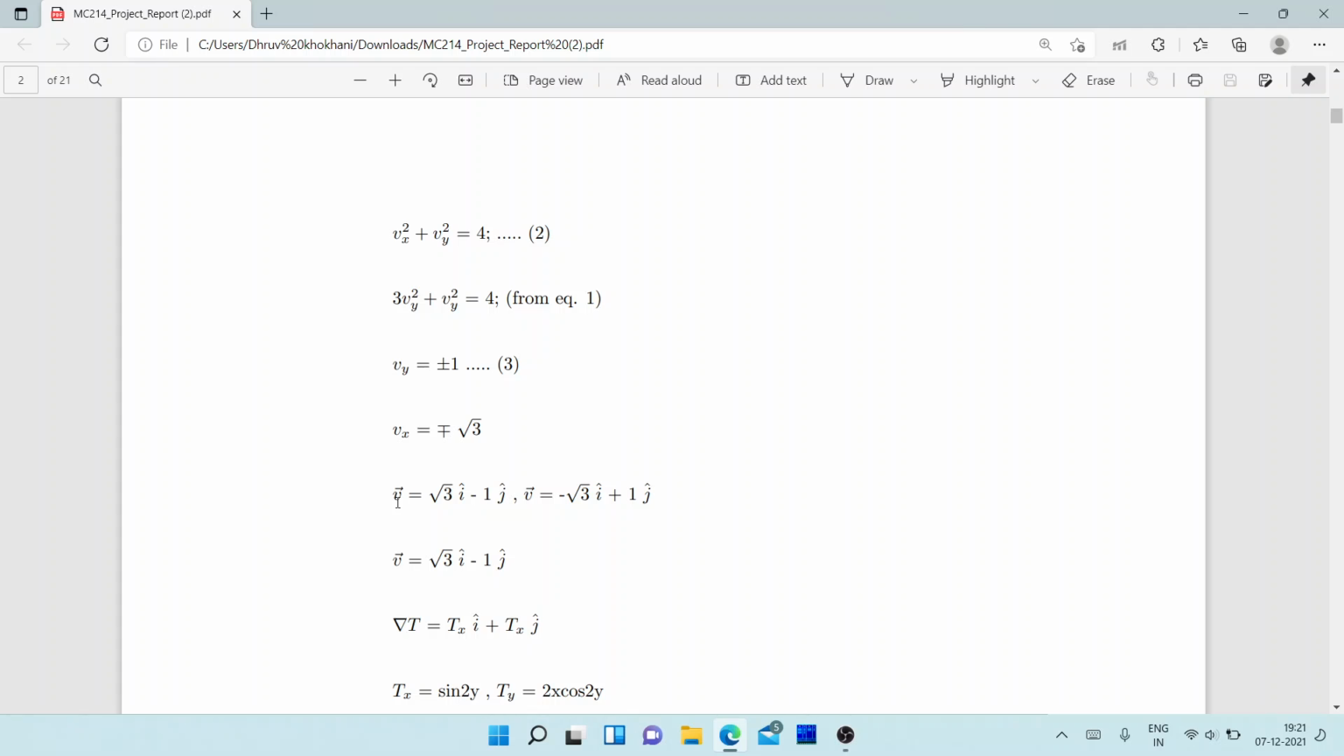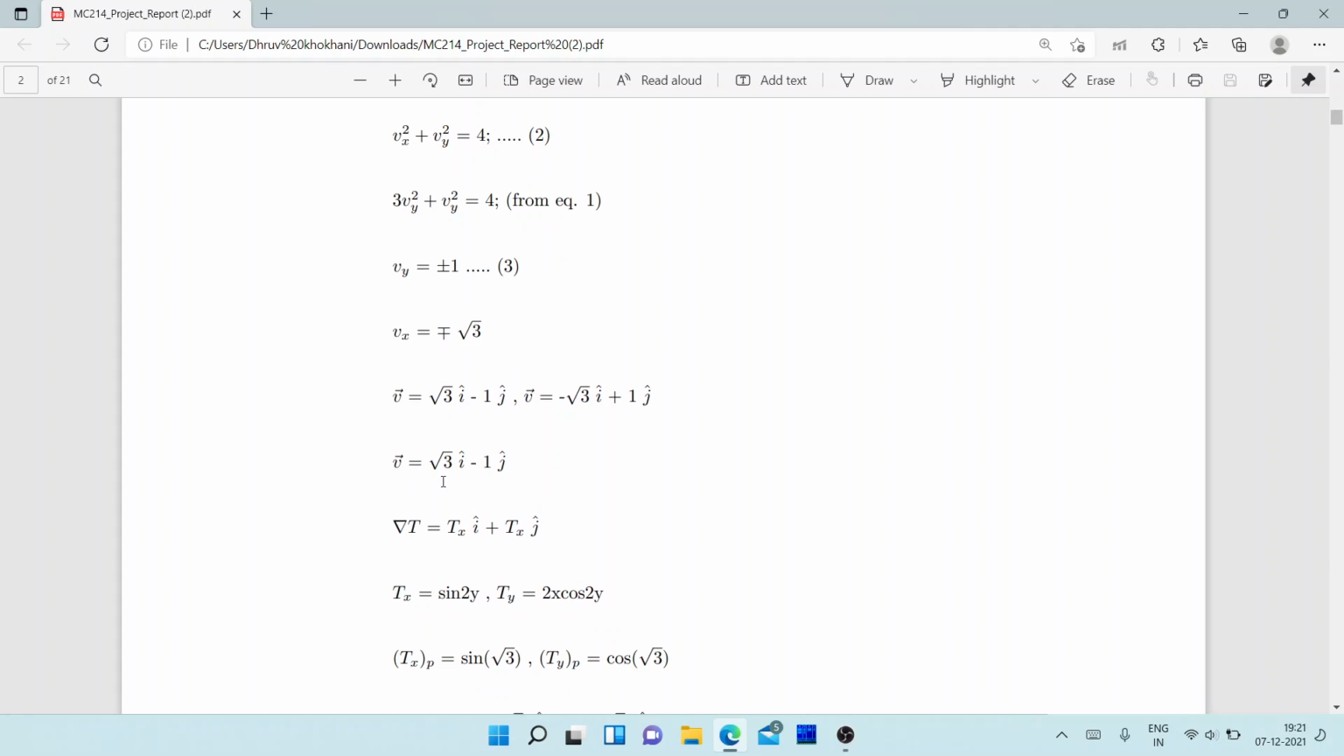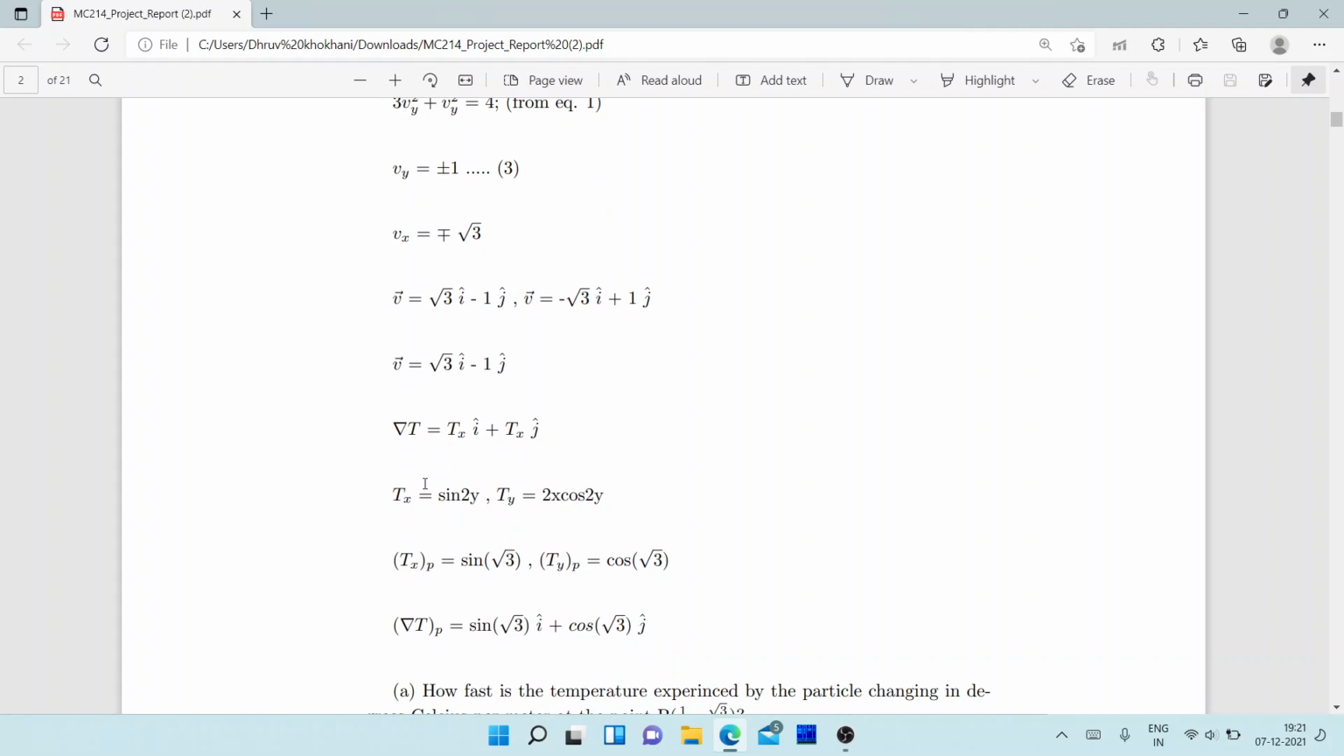But point P is in the first quadrant, so the x component of the velocity vector is in the direction of the positive x axis, and the y component of the velocity vector is in the negative y direction. So the velocity vector is root 3 i minus 1 j. Now we find the gradient of T. So the gradient of T at point P is sin root 3 i plus cos root 3 j.